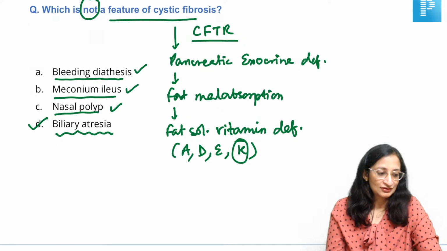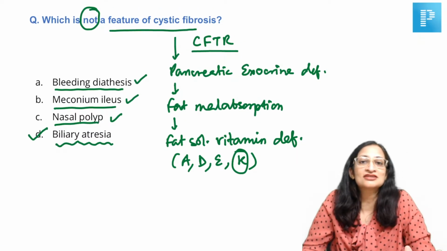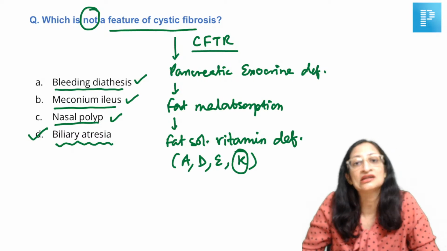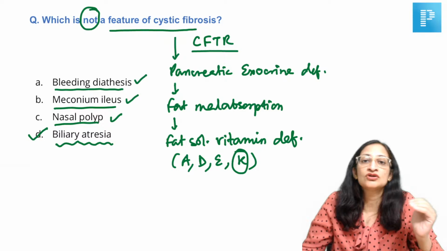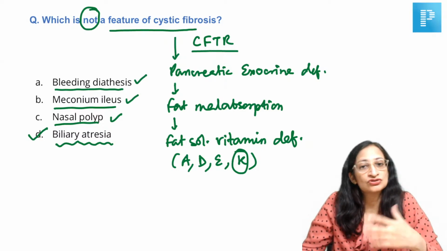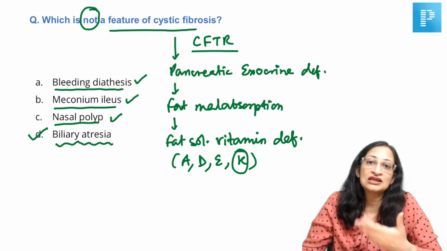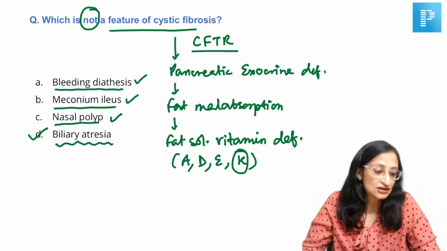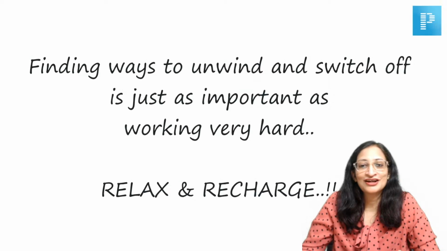Okay. Yes, so as Ansari is telling, bleeding diathesis as such we do not say as a clinical feature of cystic fibrosis, but it can happen secondary to the malabsorption, so secondary to fat soluble vitamin deficiency. So vitamin K, A, D, E, K is going to be deficient, so that can lead to it. Okay, so that is all that I could get from pediatrics.